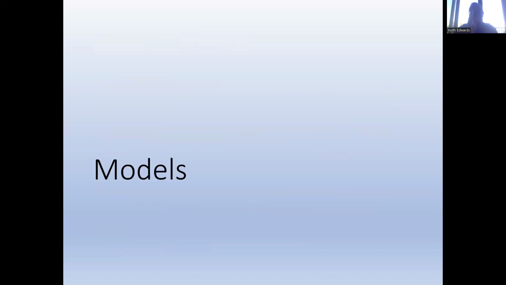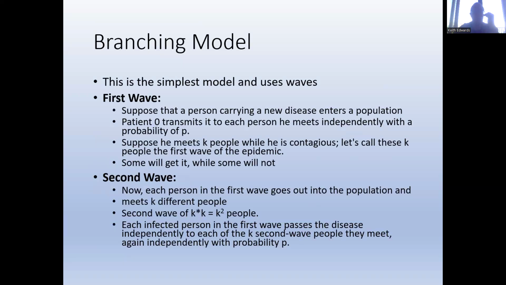So let's take a look at the models. We're going to take a look at two of them, in one variant. The first model is the simplest, and that's the branching model. And this is one that uses waves. So the first wave is when a person carrying a new disease enters the population. We call them patient zero. They transmit it to each person they meet independently with a probability of p. Suppose this person meets k people while they're contagious. We'll call these k people the first wave of the epidemic.